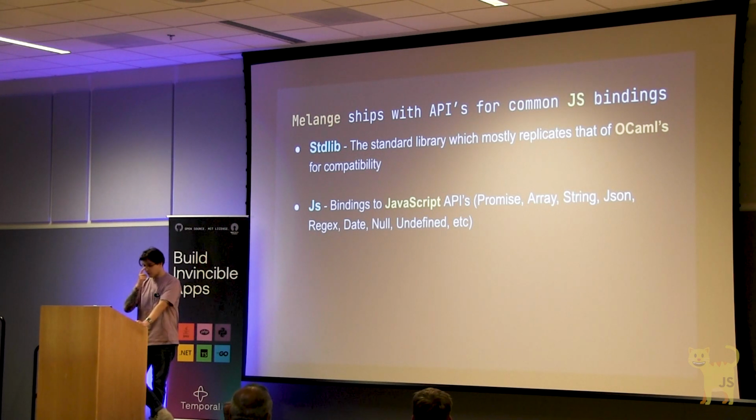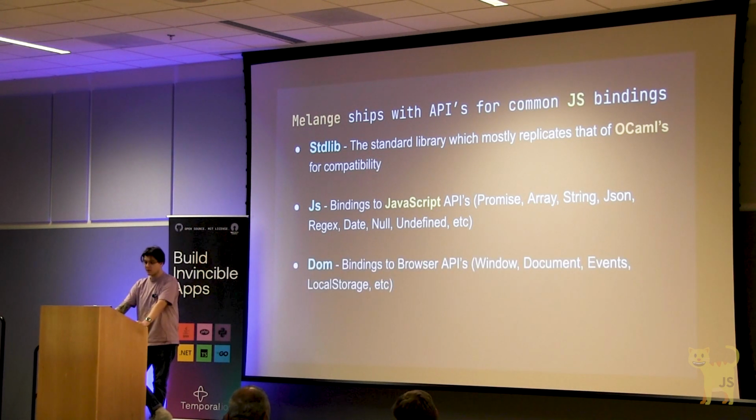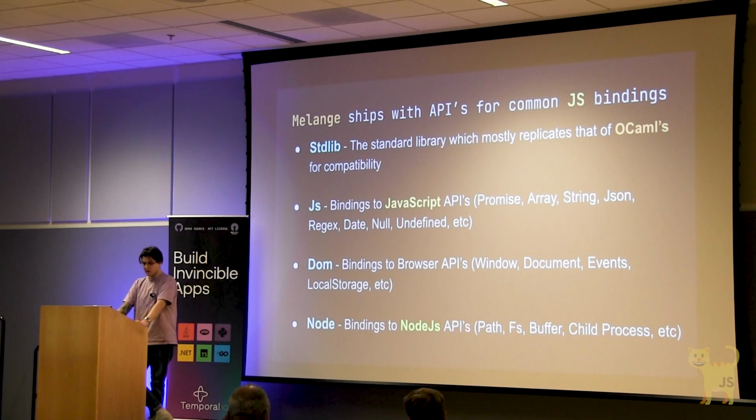We have our top-level JavaScript library. This is going to give us bindings to things like promises, arrays, string, JSON, regex, dates, null, undefined, things of that nature. We have our DOM API, which is going to give us bindings to the window, document, events, local storage, anything you can access in basically the browser. We're going to have an API for that will compile to JavaScript. And finally, there are Node.js bindings. So we have access to things like path, file system, buffer, basically the Node standard library.